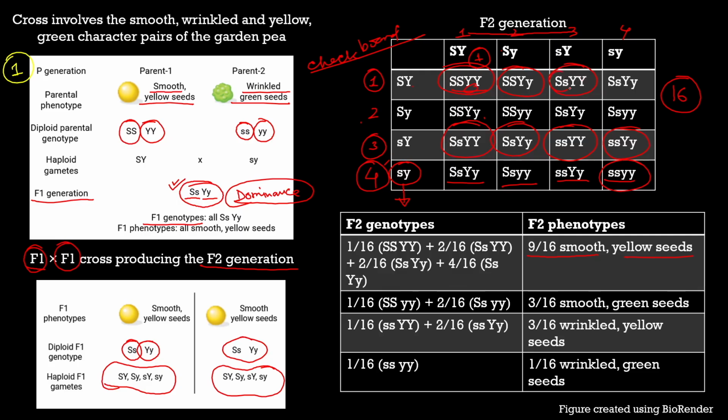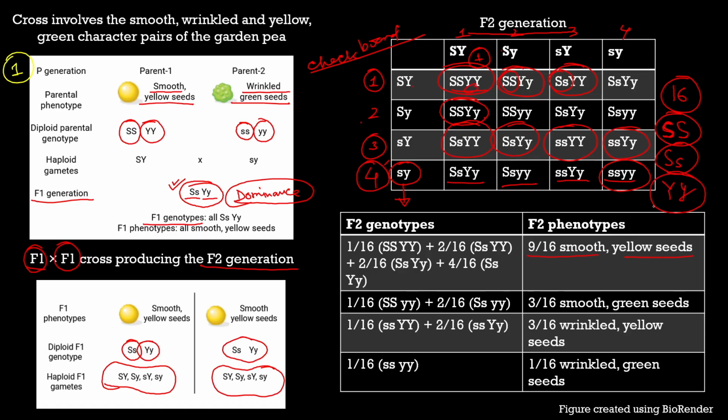So even if the S is present singly or S is present doubly, it is actually going to show you a phenotype which is the smooth and yellow, right? Similarly, for this one also, see the S is capital S, but Y is capital Y, small y. So whether the capital S is present alone, which means whether it is present like this or like this, it is actually going to give you the smooth seeds. Similarly, for the Y, whether it is present as capital Y or as small y, it is actually going to show you the yellow seeds, right?